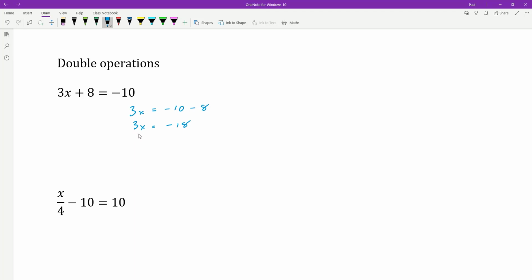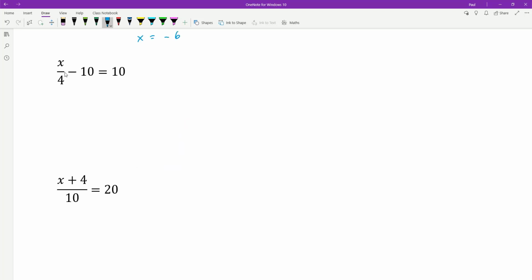This is times by, so on the other side it will be divide by. So x is equal to minus 18 divided by 3. So x is equal to negative, because a negative and a positive makes a negative, and 3 into 18 goes 6 times.